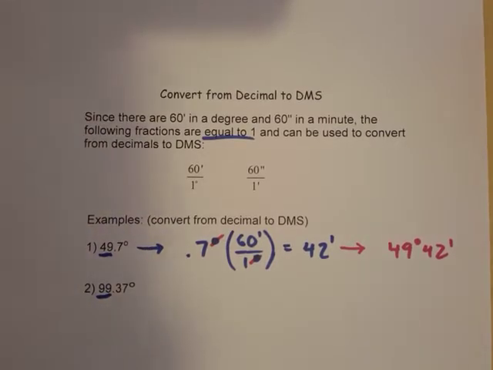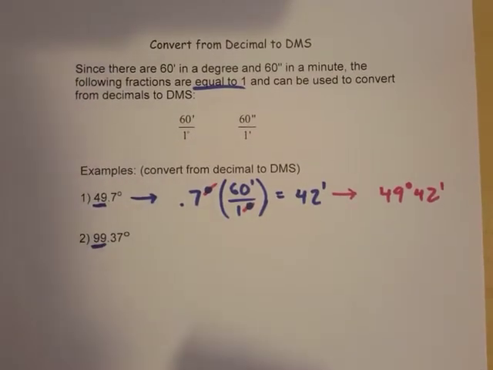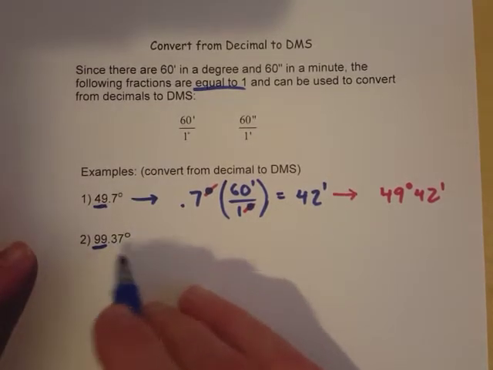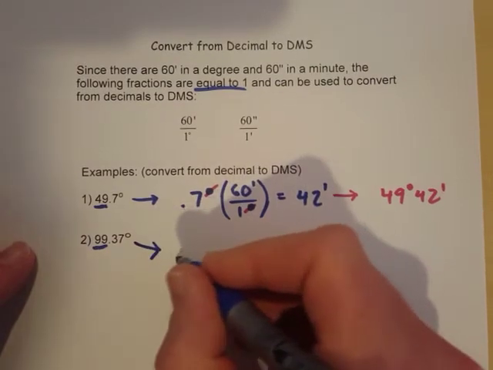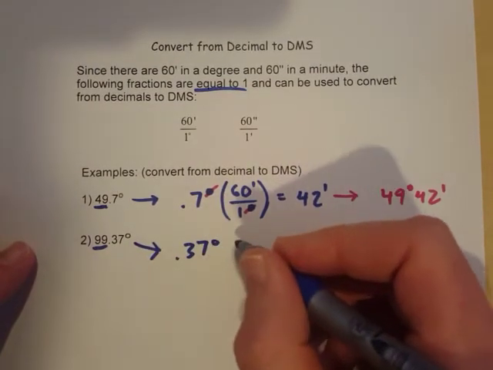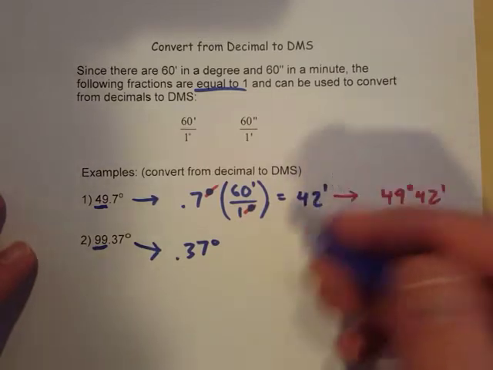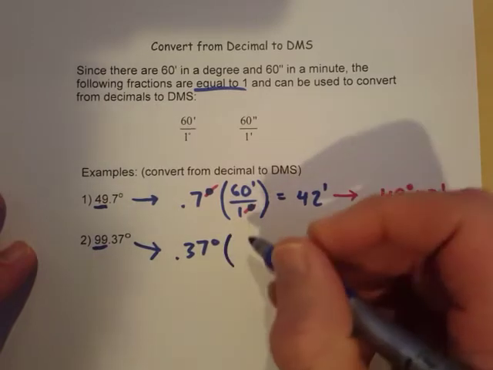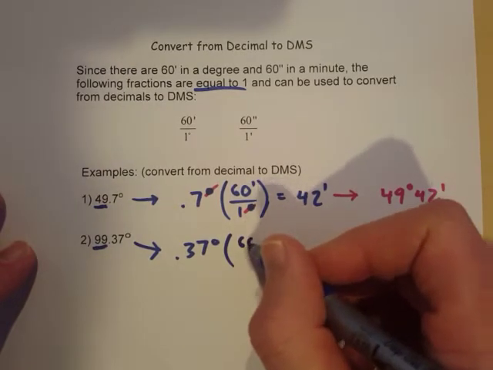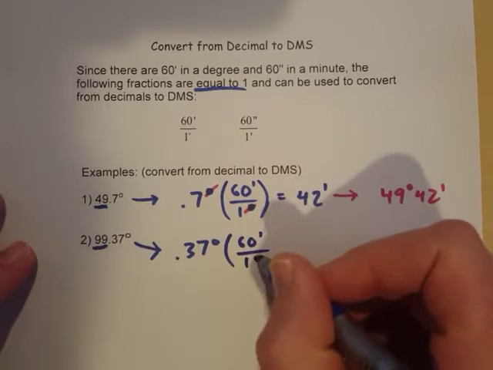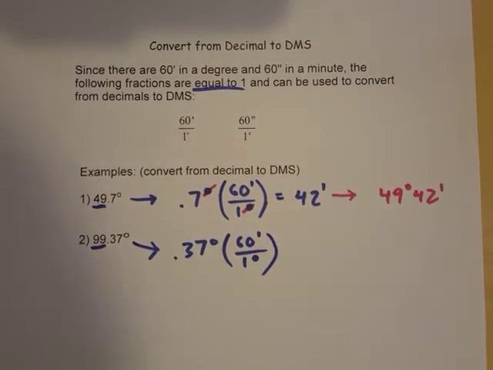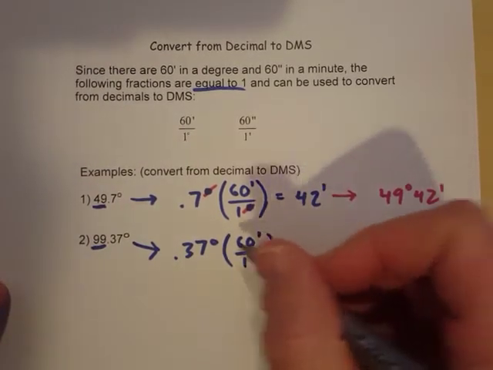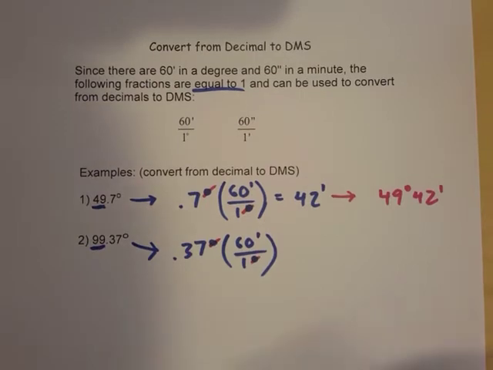Now the second one is similar, except we have to go a little bit farther. We're actually going to get into the seconds category here. But like before, we're just going to pick off the decimal, 0.37 in this case, degrees, and we're going to, again, try to get it in terms of minutes. We want to know how many minutes this might be. And so we're going to have 60 minutes divided by 1 degree. And like before, the whole reason behind this is that you multiply by 1, it doesn't change the outcome of the problem. The degrees cancel because there's one top, one bottom, and so we're left with minutes.